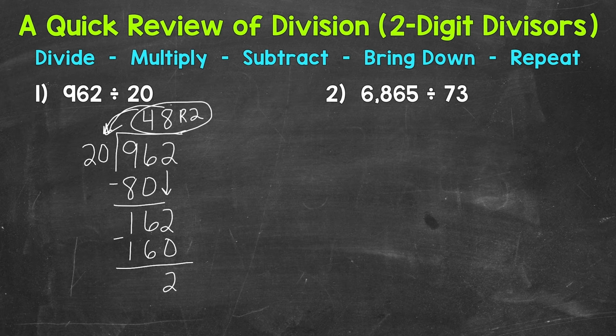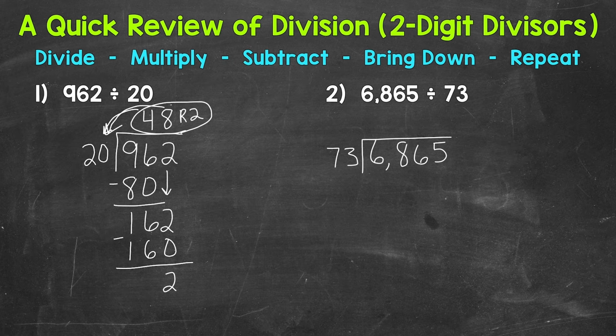Let's move on to number 2, where we have 6,865 divided by 73. So we are dividing 6,865, that's our dividend. It goes under our division bar. And we are dividing by 73. 73 is our divisor. Now we go through our steps.